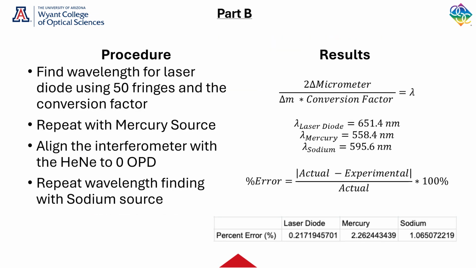In this part of the lab, we used the same procedure as in part A, but we were required to find the wavelength of the three different sources: a mercury source, a HeNe laser, and a sodium source. Using the equation on the right, which relates the wavelength of the source to the inverse relationship between the change in micrometer distance and the change in fringes, we were able to find the wavelength of the laser diode to be 651.4 nanometers, the mercury source to be 558.4 nanometers, and the sodium source to be 595.6 nanometers, which, as you can see in the percent error table below, was very close to the expected value of the sources. Consequently, we can conclude that our experimental procedure was thoroughly conducted.